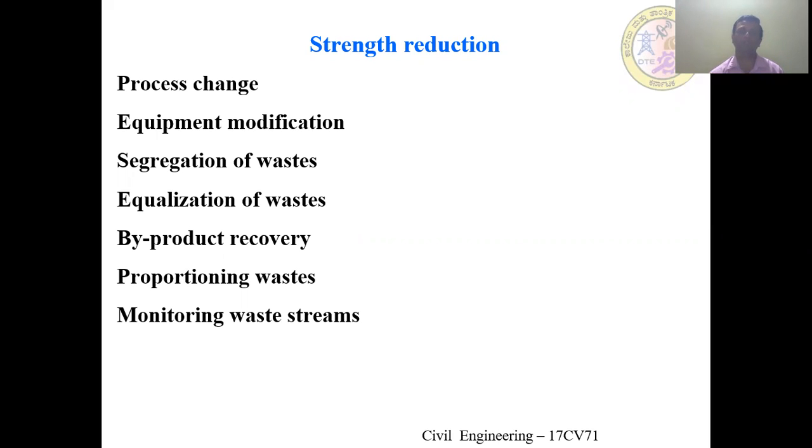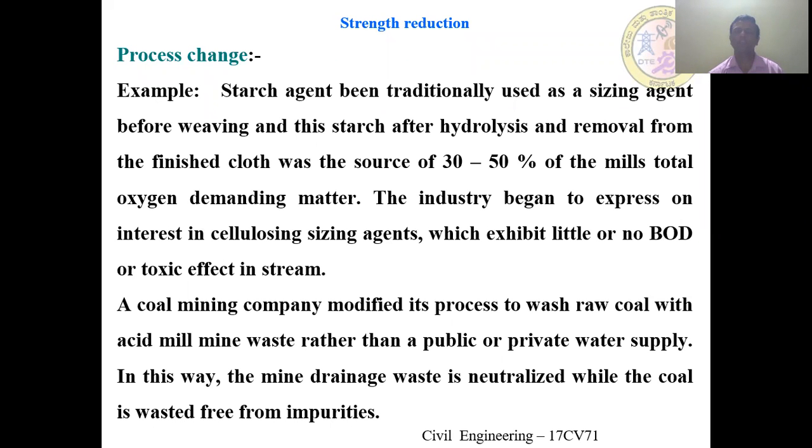One is by process change, by changing the process of manufacturing. Second one, equipment modification, segregation of waste, equalization of waste, and by-product recovery, or we can say value-added by-product recovery, proportioning of waste, monitoring wastewater streams. First, this process change.